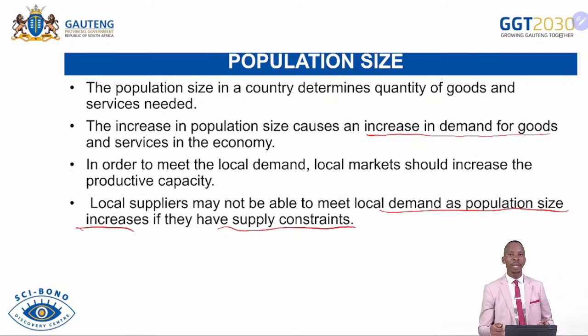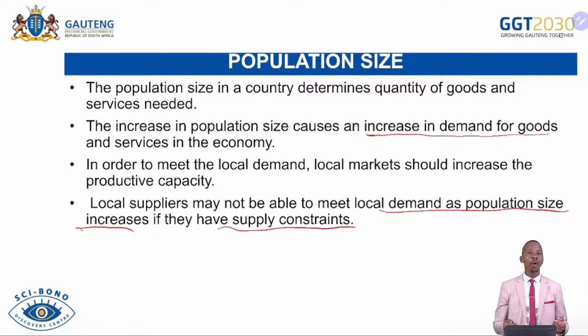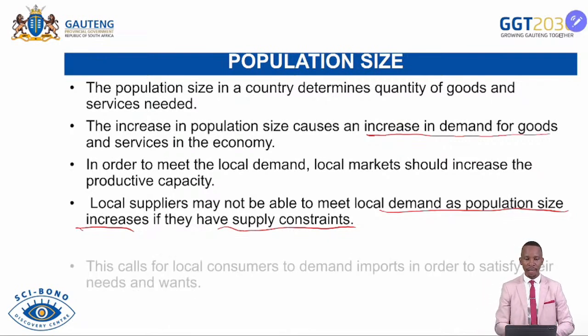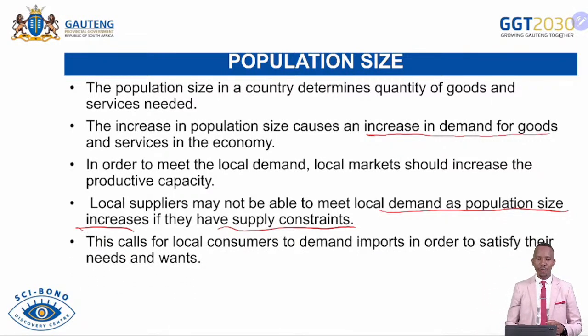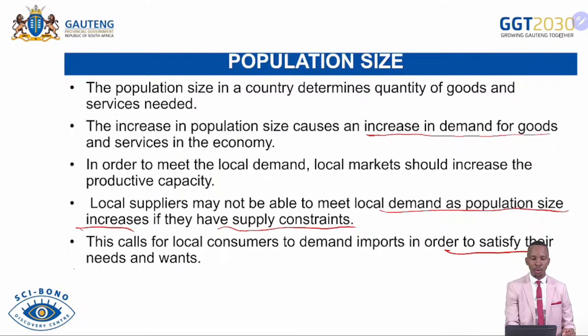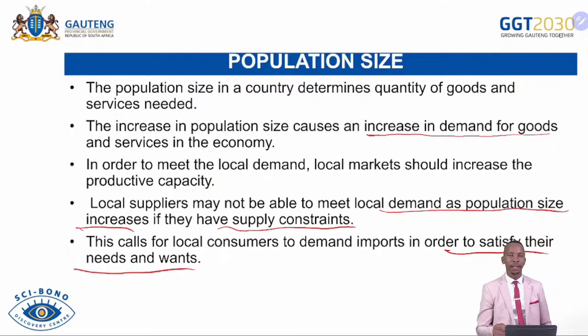Because at times we have infant industries that have less productive capacity and capital. Therefore, the increase in population puts them under pressure to the point that they cannot afford to supply the local market as a whole. Then importation, or the demand for imports, will occur in the economy. This calls for local consumers to demand imports in order to satisfy their needs and wants, or to satisfy their utility.